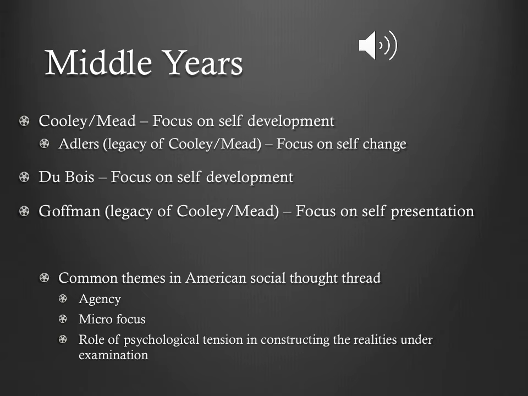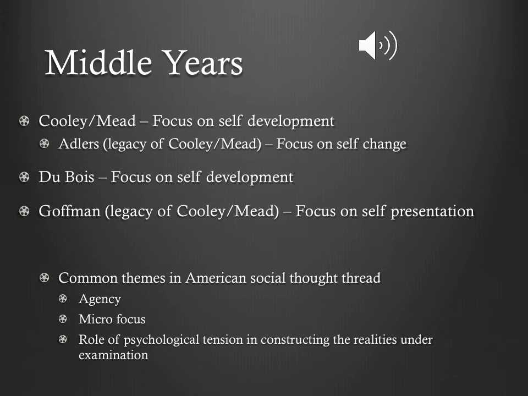And then we finished this section of the class with Goffman's book, Stigma. And Goffman, like the Adlers, representing the legacy of Cooley and Mead. As I mentioned before, Goffman is at the intersection of the middle years and contemporary thought. But nevertheless, we can say that Goffman has a focus on self-presentation, so how we present ourselves according to the situation in which we find ourselves.